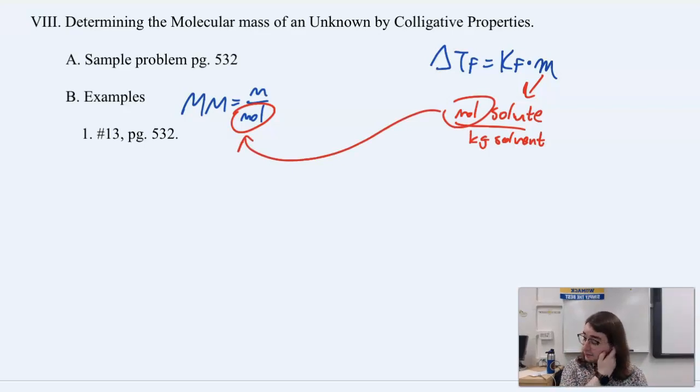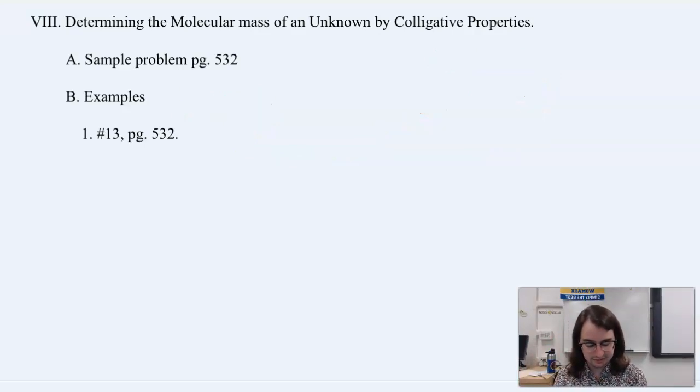And if you look at the problem, we are given the freezing point and the new freezing point, right? So we can figure out delta T, and we know that we're dealing with water, so Kf is a given. So that means we know everything else. The first thing we want to do is solve for molality. The next thing we want to do is solve for moles, and then we want to find molar mass. So let's take a second and write those steps out.